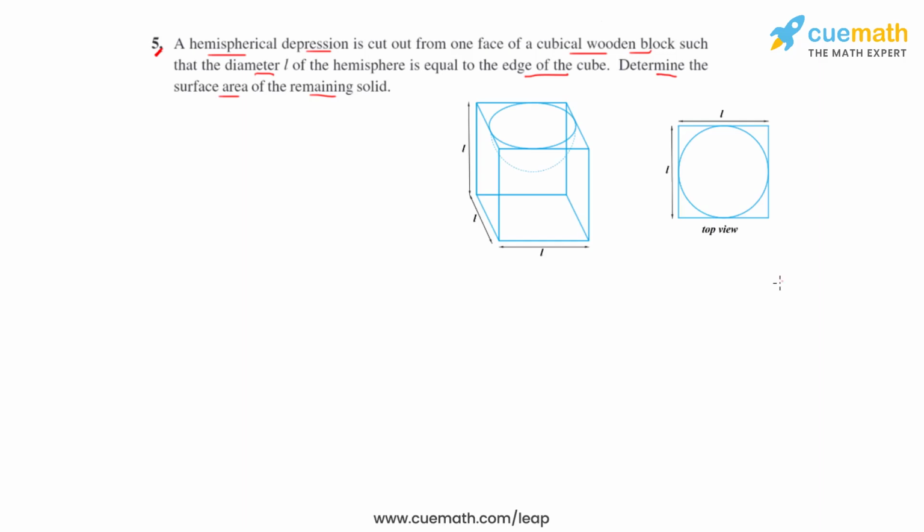Now from the given information, we can create the figure of the solid, which will look like this, where L represents the edge length of the cubical wooden block, and this is the top view of the solid which is formed as per the given information. So what they have actually done is they had taken a cube of side length L and they have scooped out a hemisphere from the top face which is having a diameter equal to L, that is the side length of the cubical block.